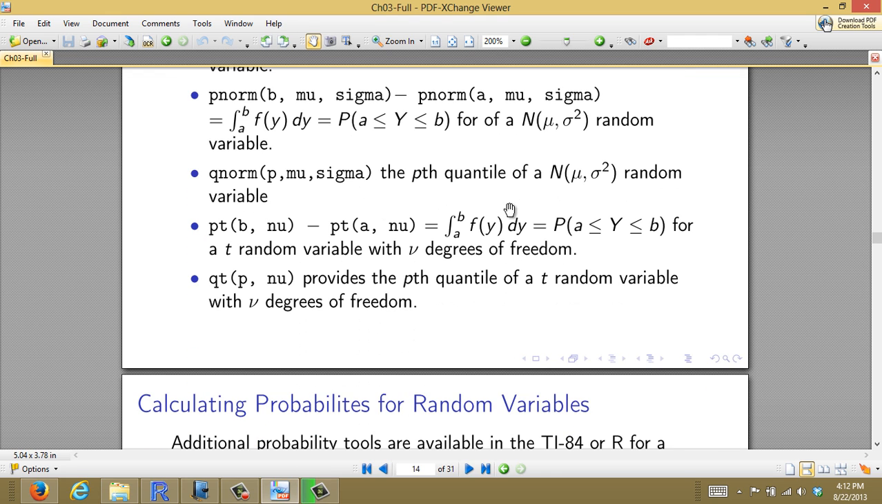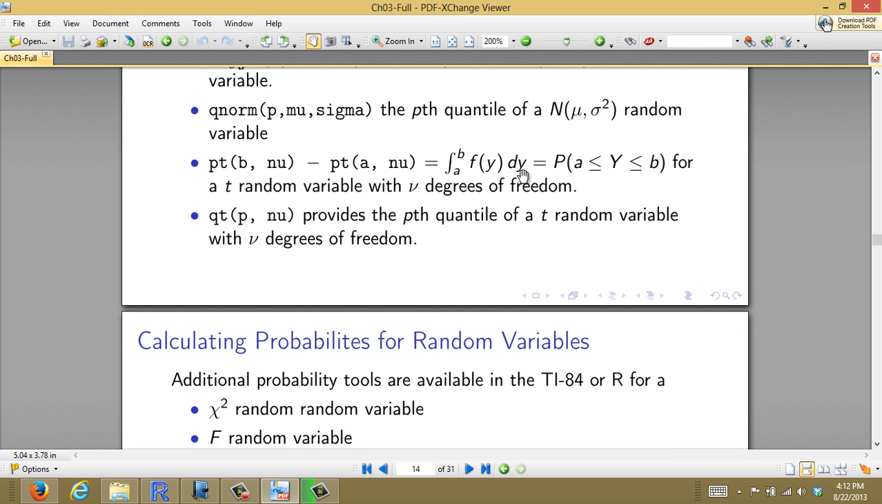If you wanted to find the pth quantile of a normal mu, sigma squared random variable, you would use the qnorm function, where you would supply it with the quantile, then also specify the mean and the standard deviation. If you wanted to find probabilities related to the t distribution, you would use the pt function, and you would supply it with the bound of interest as well as the degrees of freedom for the random variable. And if you wanted the quantile of a t random variable, you would use the qt function, where you provide it with the quantile p, and then also nu, the degrees of freedom.